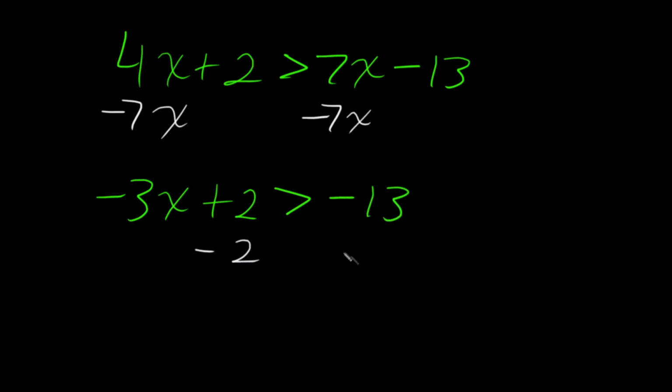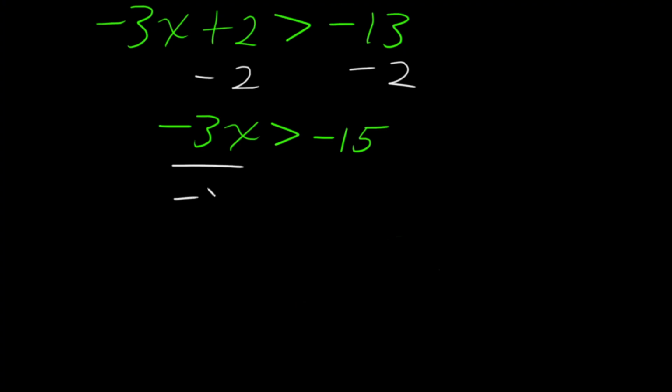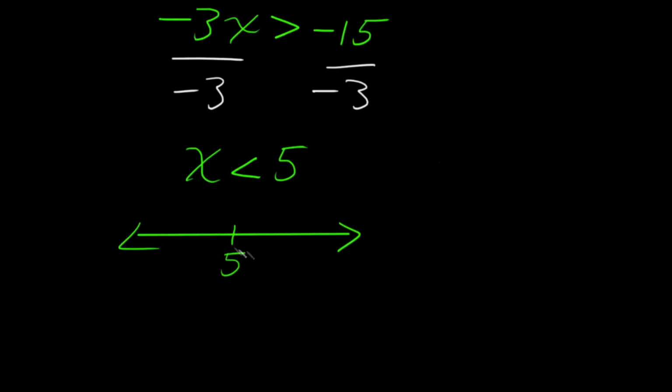Next, we need to subtract the 2 from both sides, and now we have negative 3x is greater than negative 15. Finally, we'll divide both sides by negative 3. Remember, by multiplying or dividing by a negative number like we are here, we have to switch the direction of the inequality. So now we're left with x is less than 5. We have 5 on the number line. Since it's just less than and not or equal to, we'll have the open circle and shade to the left. With interval notation, we're going from negative infinity up to 5, not including 5, so we'll close with parentheses.